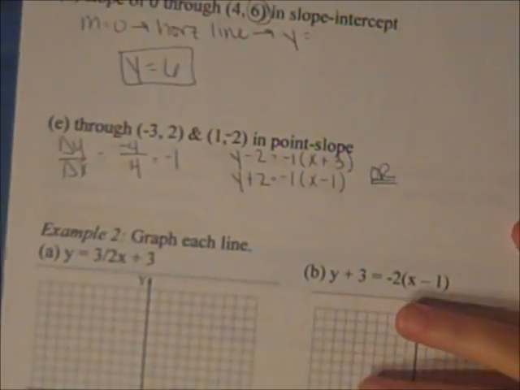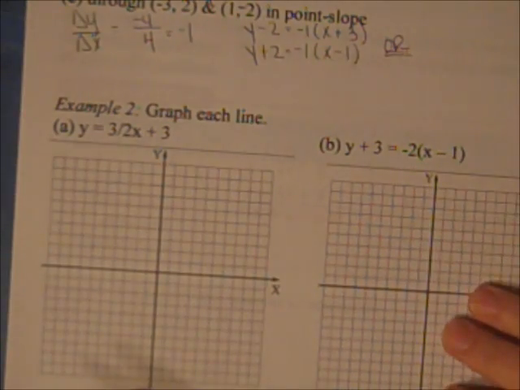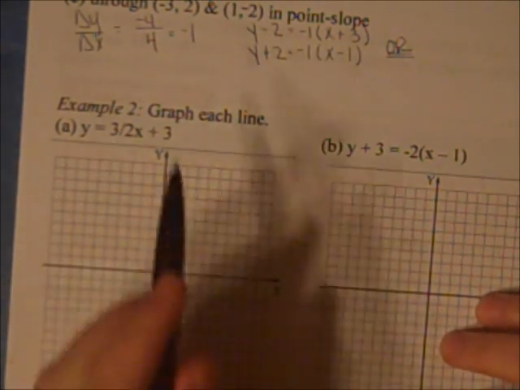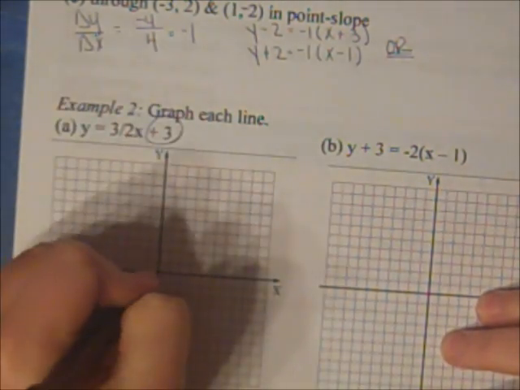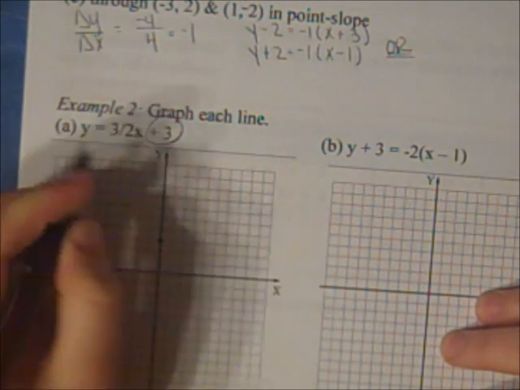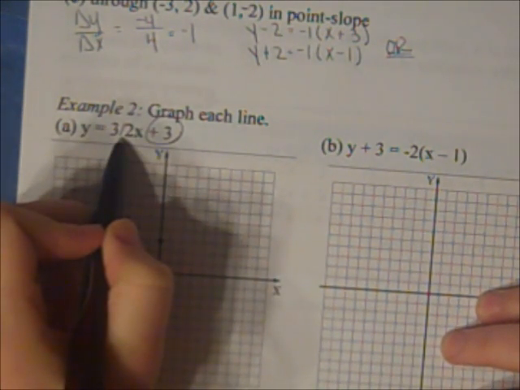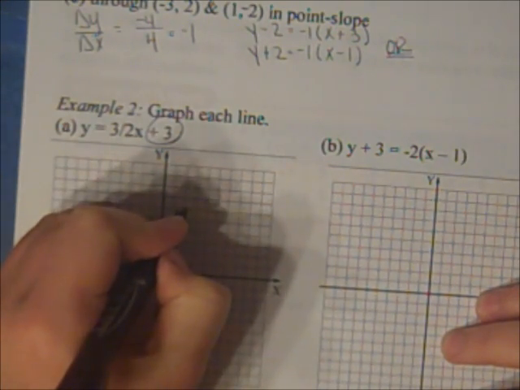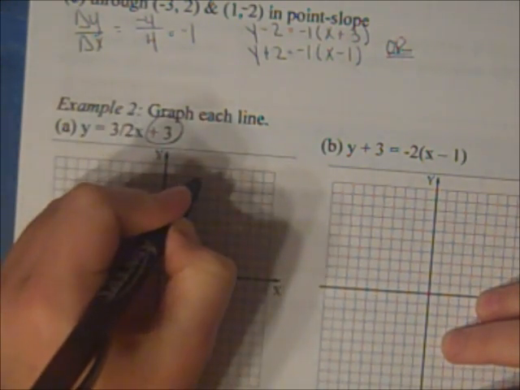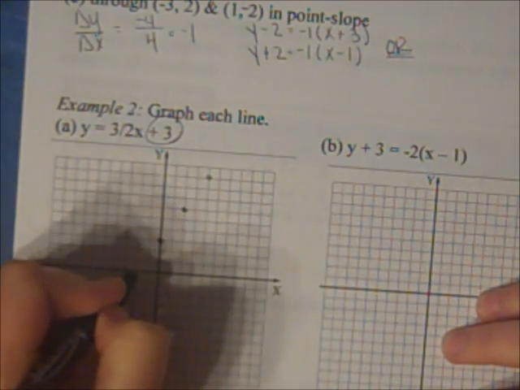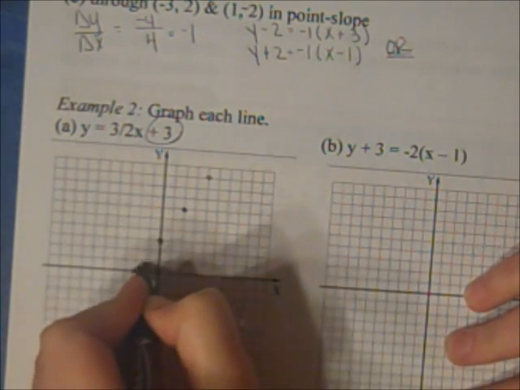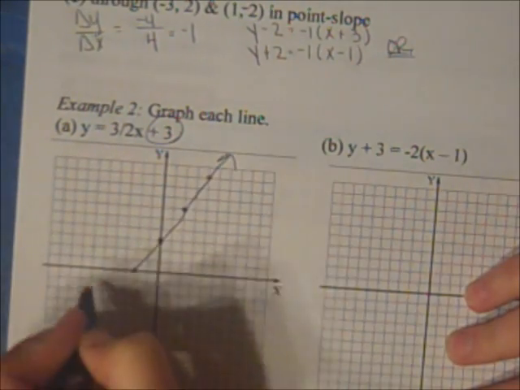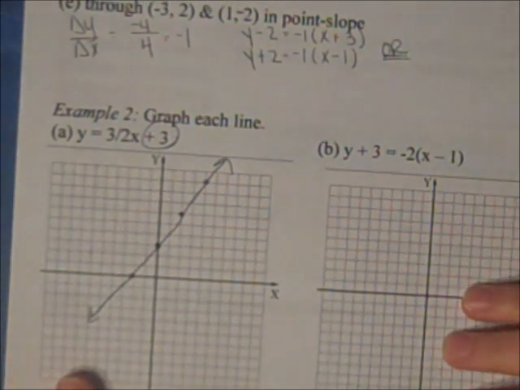Okay, so let's do some graphing. So this first one is in slope-intercept, so that should be pretty easy. All you have to do is graph your intercept first at 3, and then follow along with the slope. This slope says up 3 over 2, so 1, 2, 3, 1, 2. All you have to have is 2 points, but we can put a couple extras just to make sure we're going to have a nice straight line, but you only are required to make 2 points.